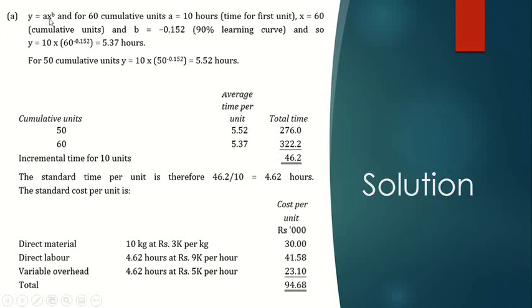Here we are applying 60, which means the end of our fourth quarter. So a will be the first unit's time, 10 hours, x will be the cumulative output, 60, and b will be the index. So how do we find it? Log learning rate divided by log 2. So it will be minus 0.152. Try using your calculator and you can find this answer.